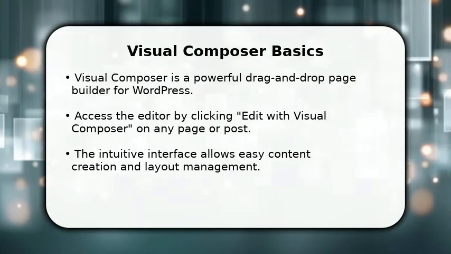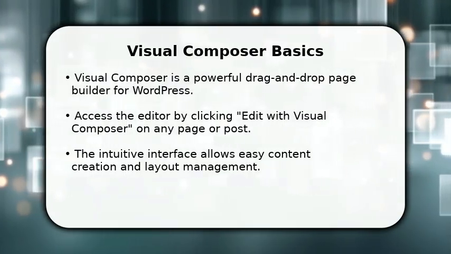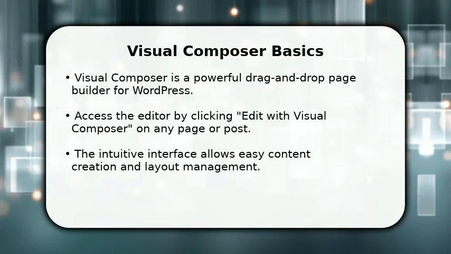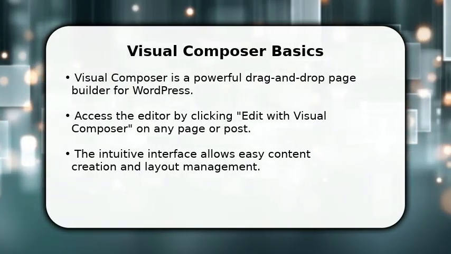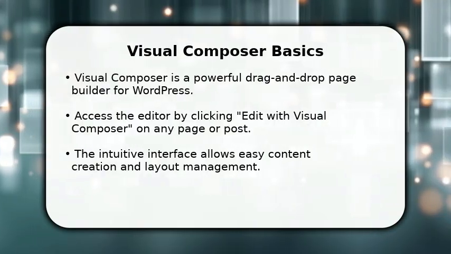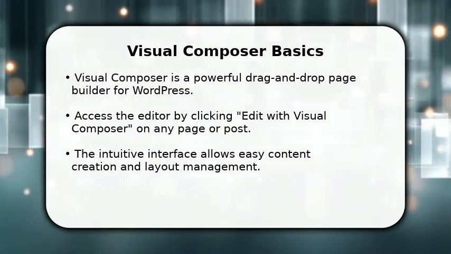In this video, I will explain how to use Visual Composer in WordPress. First, navigate to your WordPress dashboard and open any page or post you wish to edit. Click the Edit with Visual Composer button to launch the editor. You'll immediately see a user-friendly interface with various tools to start building your content.